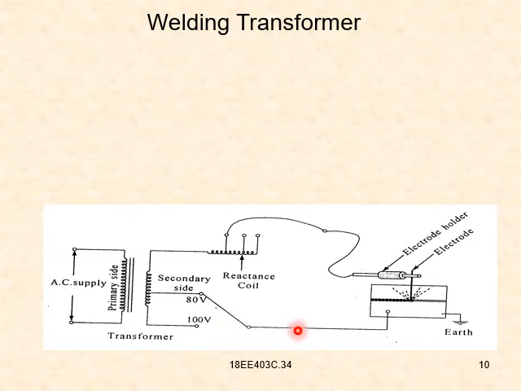That is directly given to the material to be joined, and from the reactive coil, the reactive coil is used to control the current, and from that there is an electrode holder and electrode where the joint has to be done. That electrode has to be placed on that.